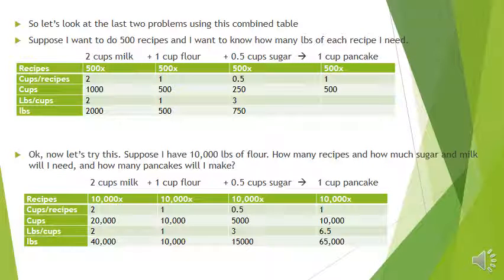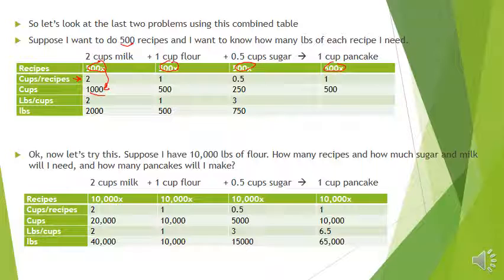So let's look at the last two problems we just did and use the combined table. So I want to do 500 recipes. Okay, so I put 500, 500, and I want to know how many pounds of each one of the ingredients I'm going to need. Well, so I have 500 recipes. Okay, I know that there's 2 cups per recipe, so that's going to be 1,000 cups. So 500 times 2 is 1,000.